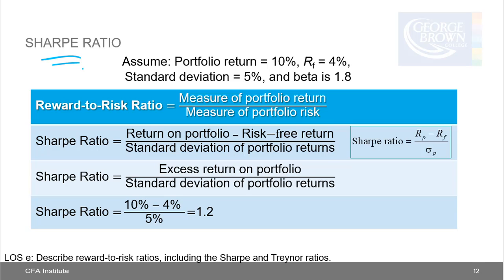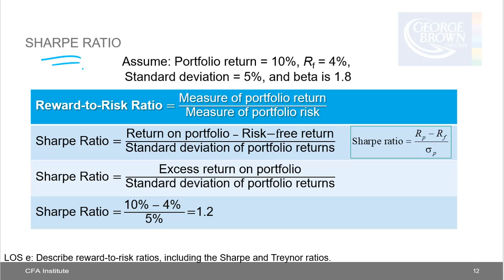So in a sense, reward to risk ratios such as the Sharpe ratio are one of the main quality control checks that investors need to make on their investments. Such ratios are also helpful for comparing investment choices. So here we're looking at an example where the portfolio return is 10%, the risk-free rate is 4%, the standard deviation of the portfolio is 5%.